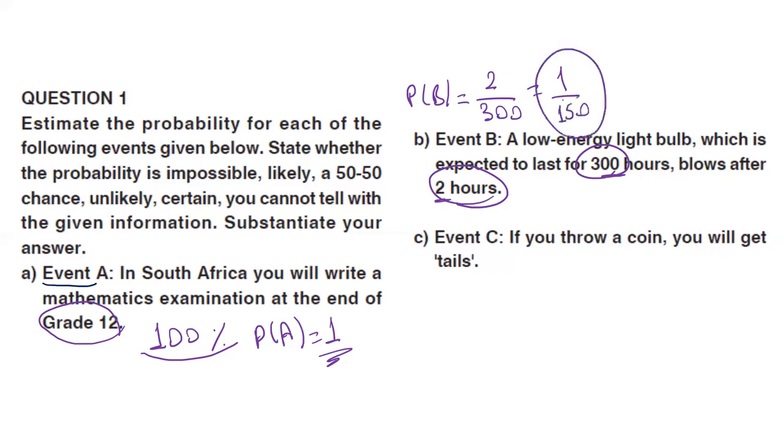So as you know, this is less than 1 over 2 and is bigger than 0. So that's going to be unlikely event.